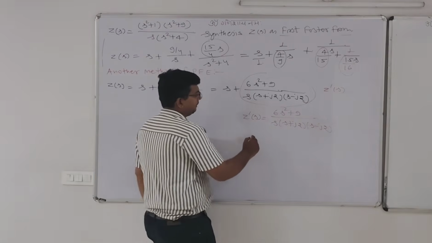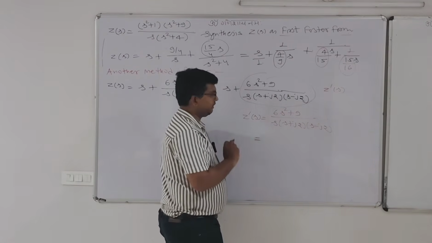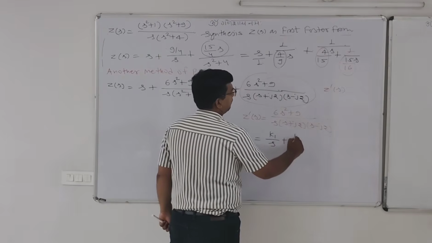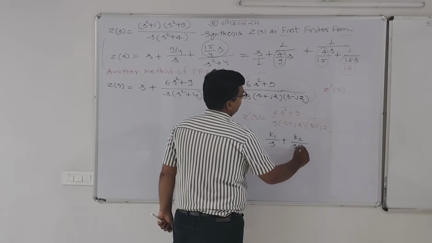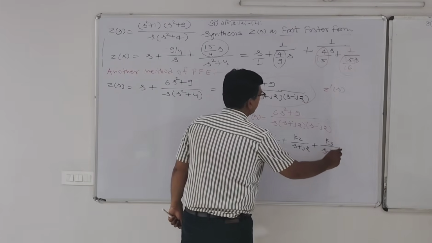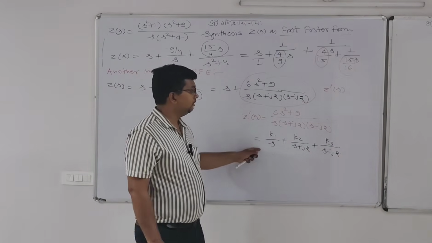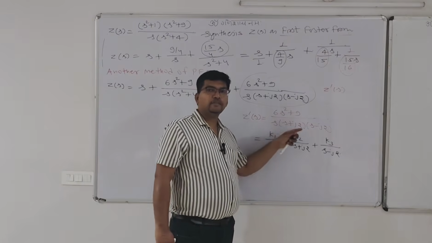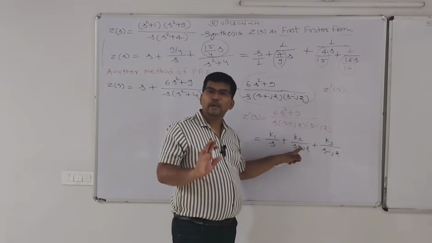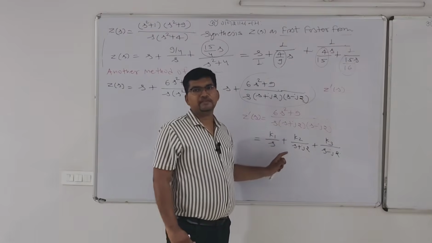So we will simply apply the residue method or partial fraction method. The first is k1 upon s plus k2 upon s plus j2 plus k3 upon s minus j2. Now in this method, because all the factors are simple, all the coefficients will be simple, there will be no s terms.